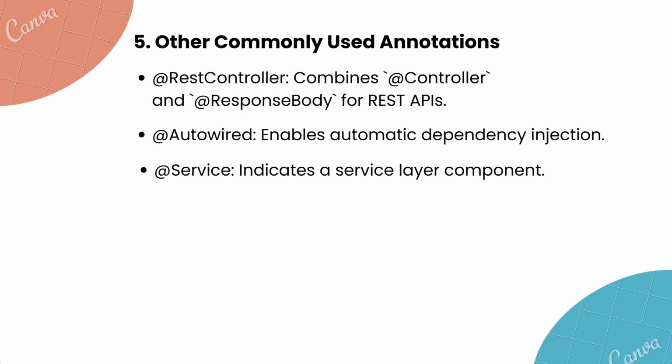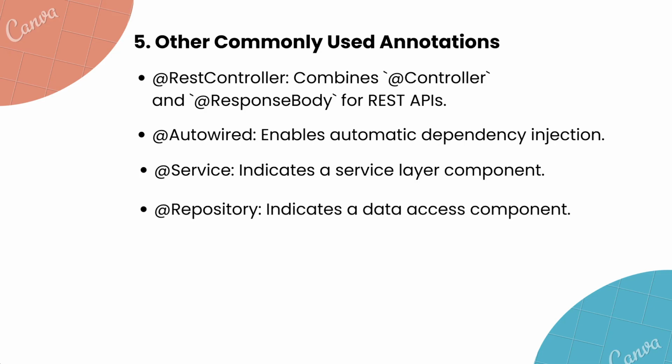Now let's talk about service. The service annotation in Spring Boot is used to mark a class as a service layer component in the application. Now let's talk about repository. The repository annotation in Spring Boot is a specialized version of the component annotation used to indicate that a class is part of the persistence layer. It is typically applied to classes that interact with a database or any other data source such as DAO, that is data access object classes, or JPA repository.